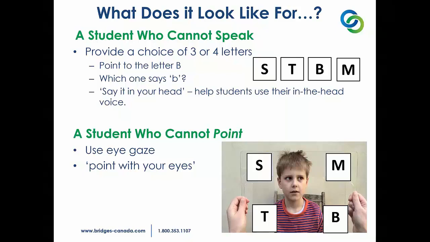For students who cannot point, again, you can use eye gaze to point with their eyes. I've shown the example of the E-Tran here again, but you could lay those cards out on 4 corners on a desk and ask the student to gaze towards the letter B.